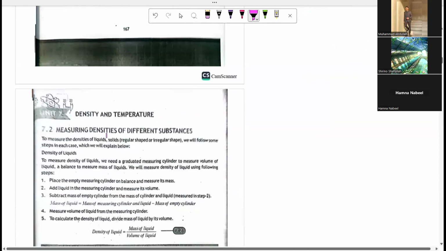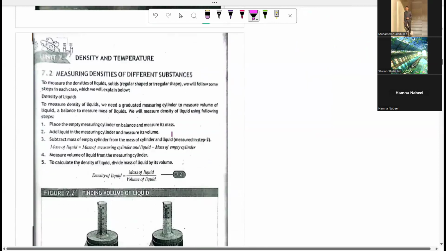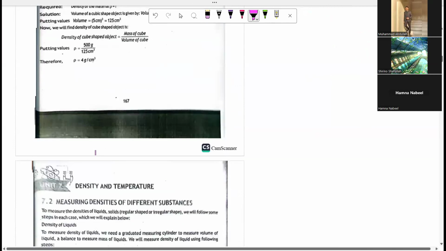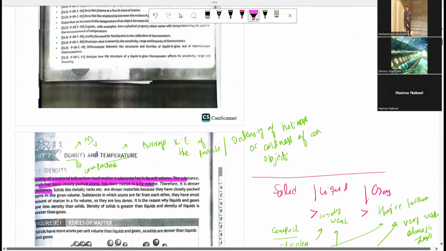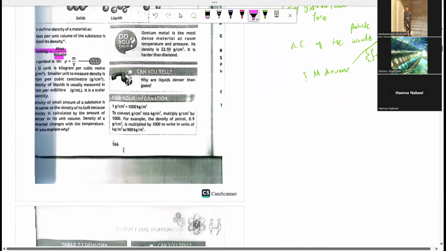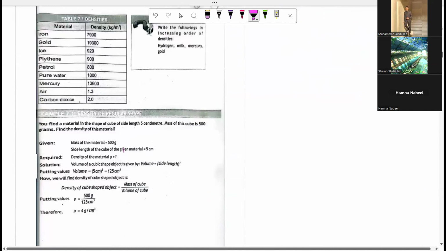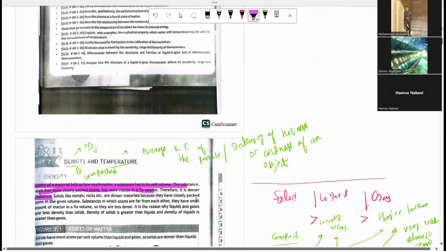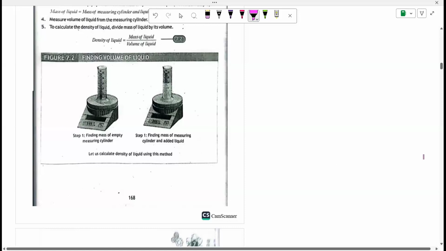Go ahead and review this example, and then we will go to how to find the density of a liquid. I hope you have studied this portion. If not, quickly have a look at it, and then we'll go to the next part. What is the formula of density for liquid?